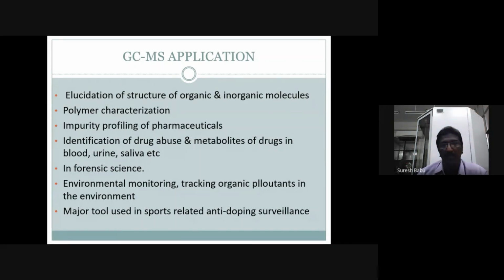Then it can be used for drug abuse testing, and we can check the presence of drugs and metabolites in blood, urine, and saliva. It can also be used in forensic science, and the main use is environmental monitoring, that is, tracking the presence of organic pollutants. It can also be used for checking doping in athletics.